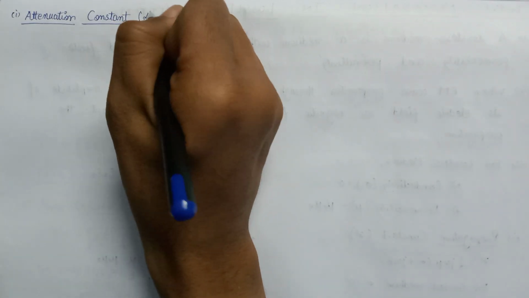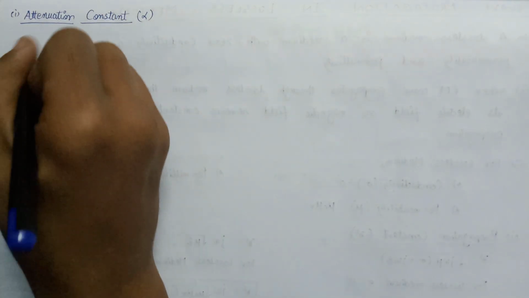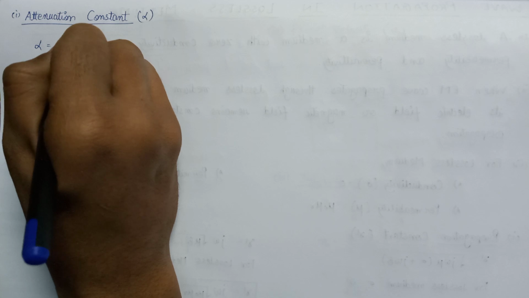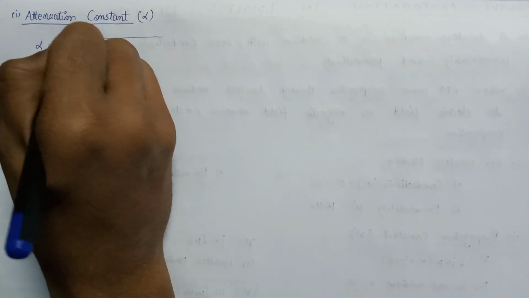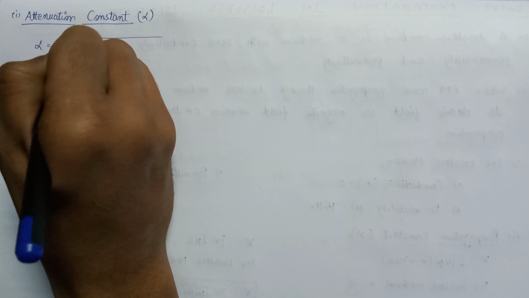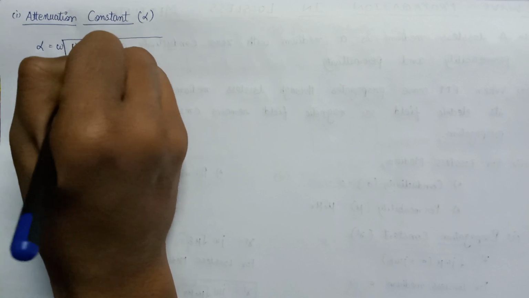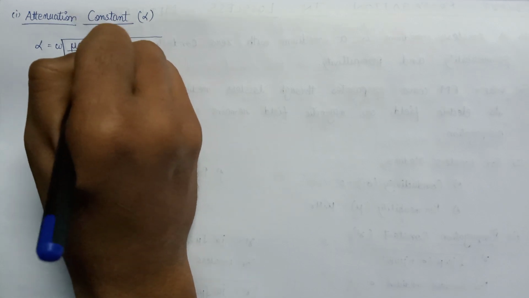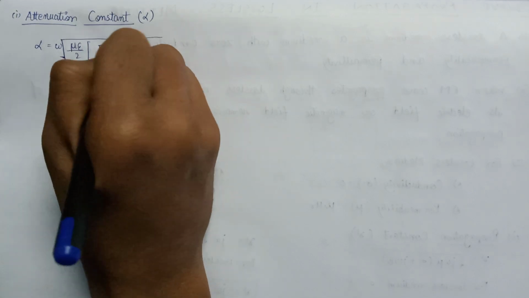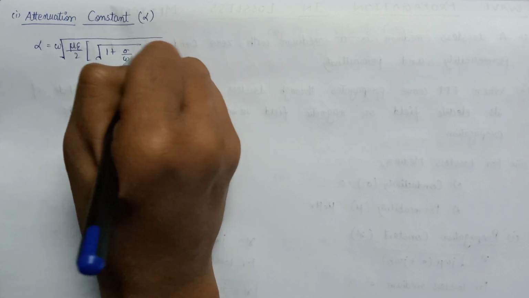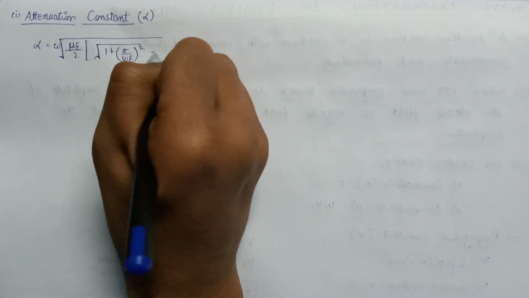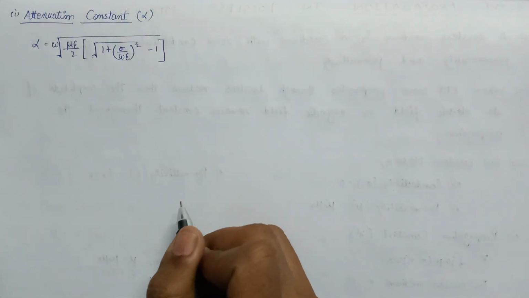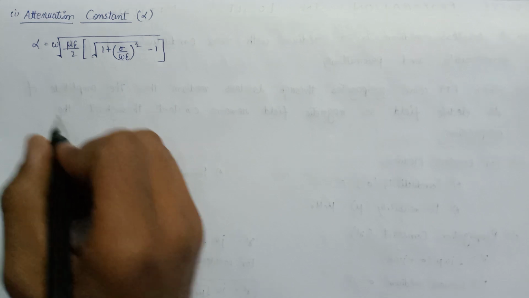Now let us have a look at the second parameter, that is attenuation constant. The attenuation constant can also be represented by alpha. Here we have derived the value of alpha in the derivation of uniform plane wave as alpha equal to omega under the root mu epsilon over 2 in bracket under the root 1 plus sigma over omega epsilon to the power 2 minus 1. Now for the lossless medium, we know that sigma equals 0.